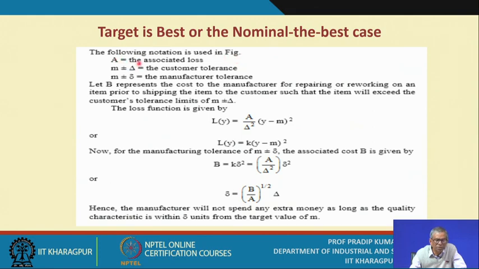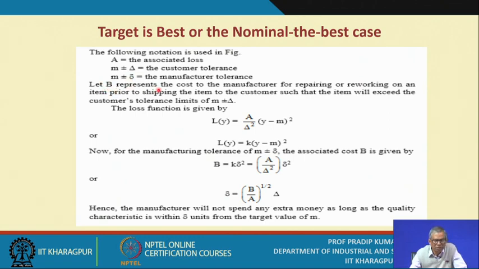Capital A is the associated loss against the customer tolerance. M plus minus capital delta is equal to the customer tolerance. Already we have specified M plus minus small delta, the manufacturing tolerance. So what is the unknown? The unknown is basically the small delta, and you must derive an expression for this small delta in terms of the known parameters and variables.